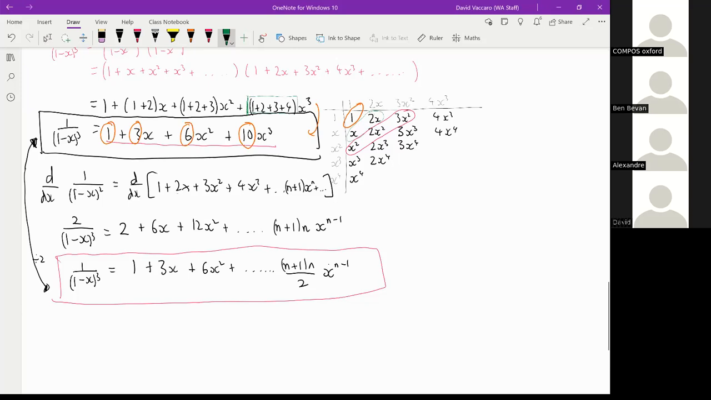Well, my coefficient of x cubed, for example, was 1 plus 2 plus 3 plus 4. So this was just the fourth triangle number. So my series expansion, my general term for x^n is the (n plus 1)th triangle number. So my coefficient of x to the n minus 1 is the nth triangle number.